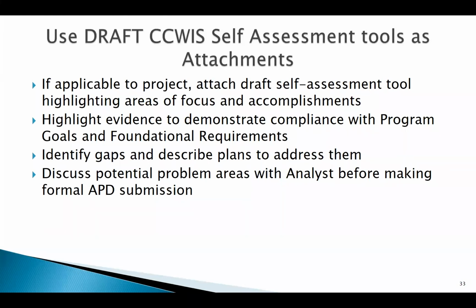You're not required to attach them to your APD, but we do think it could be helpful if you are using those and documenting where you are with various areas, like maybe with our intake module, and you've identified some areas that have gaps that you want to work on. Using those tools will help you document that in your APD and also help facilitate discussion with Children's Bureau, with your analyst, about where you are on those efforts. Next slide, please.